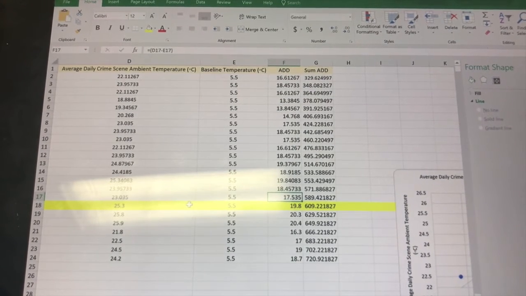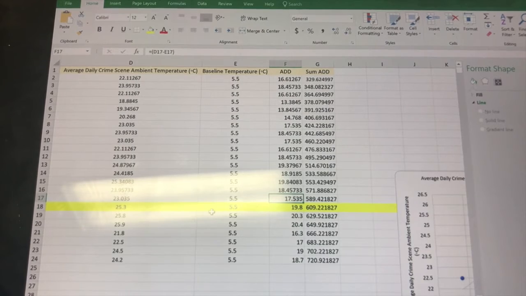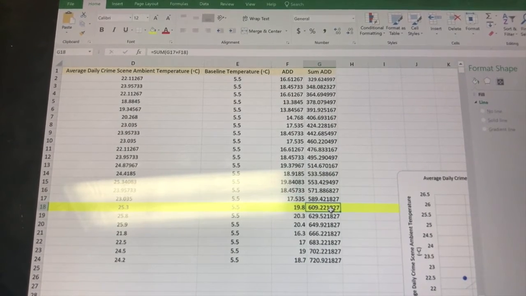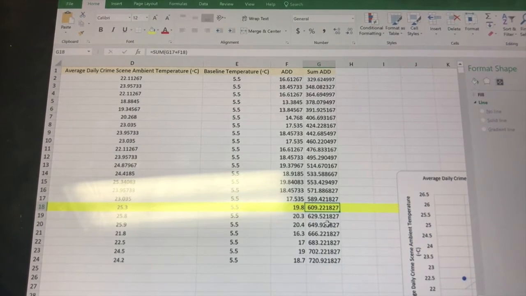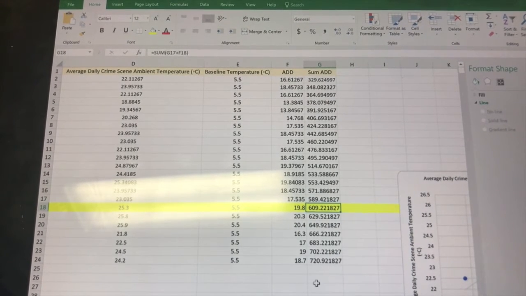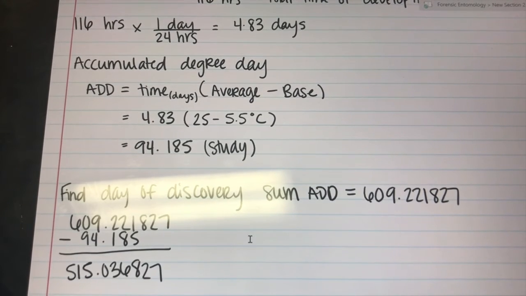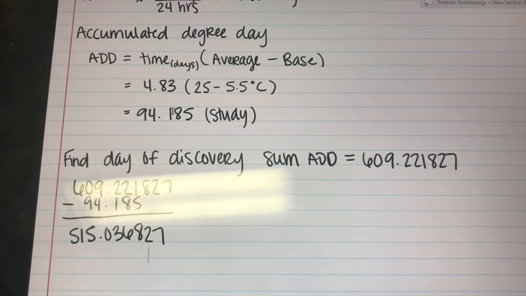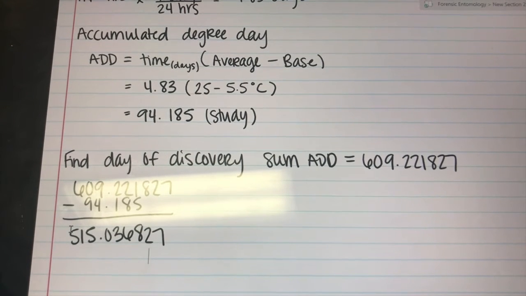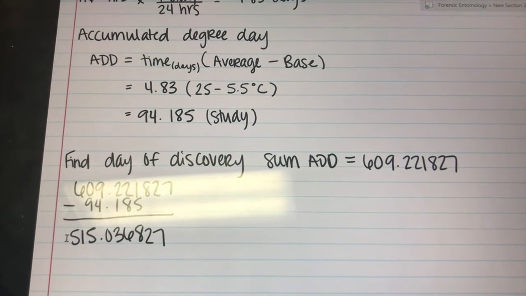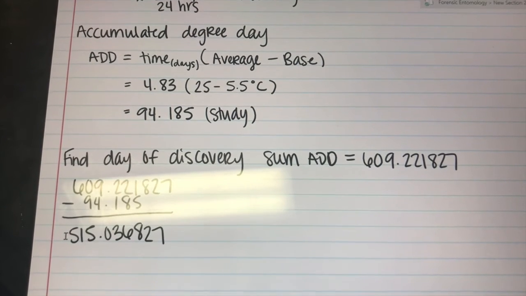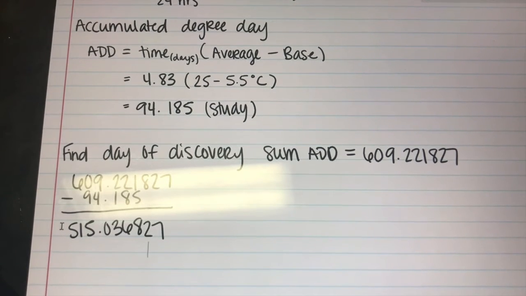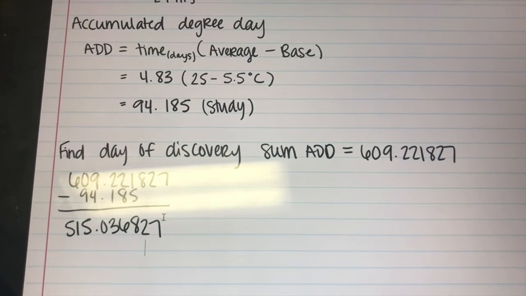So we're going to come over here to the 17th of May, and we're going to look at the sum ADD, and we have a calculation of 609.2. We're going to take that number over to our notes section, and we're going to subtract the calculated sum ADD from the literature. That's going to give us a value of 515.036827.